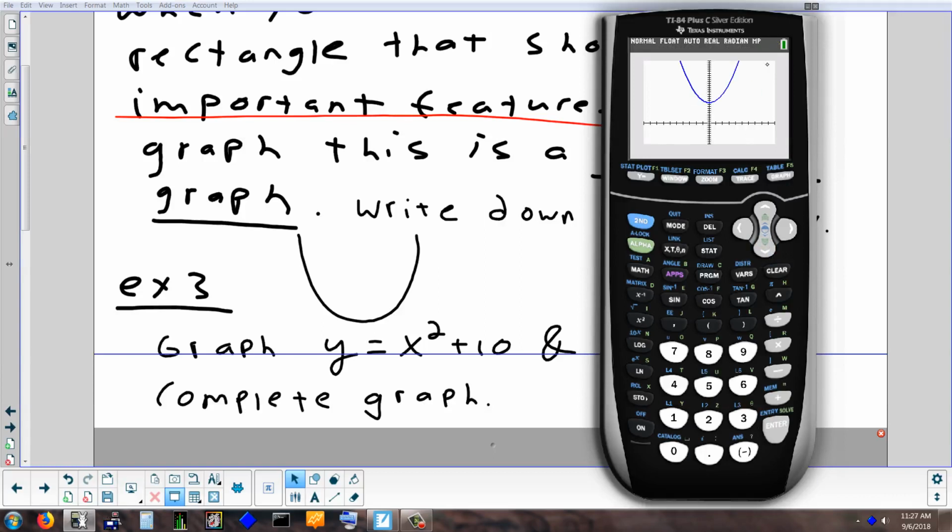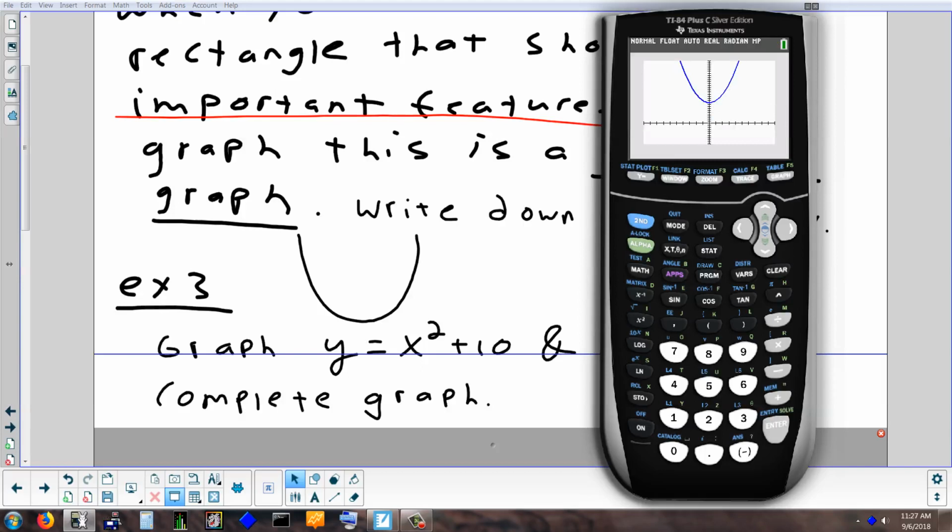I can see both sides. I can see the minimum value. And if you're wondering what the minimum is, there is a way to find it with the minimum feature. I'm not going to talk about it today, but you can find it. This one is at 10. That's the lowest the parabola ever goes, and then it goes up from there.